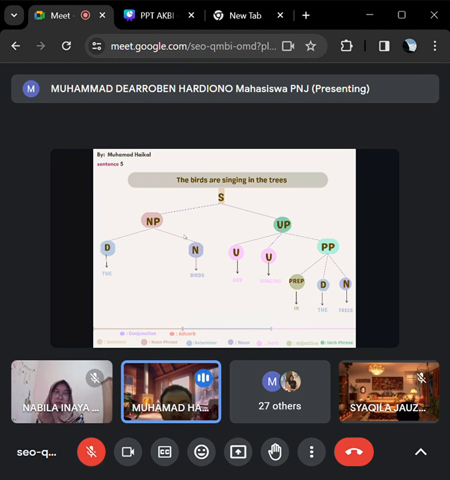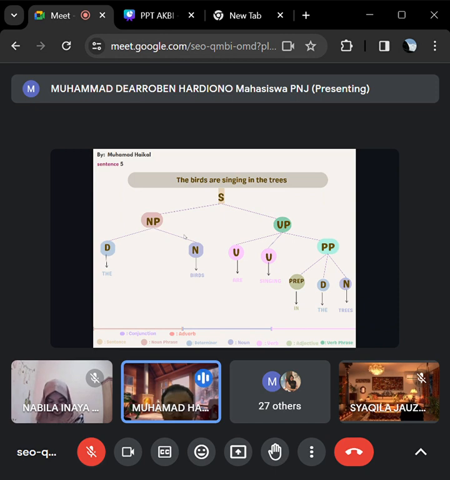And for the last sentence, the birds are singing in the trees. It is symbolized by S and composed of two branches, noun phrase and verb phrase. The first one is noun phrase, is identical with the subject and also composed by two branches, determiner plus noun. Determiner is the, and for the noun is birds.